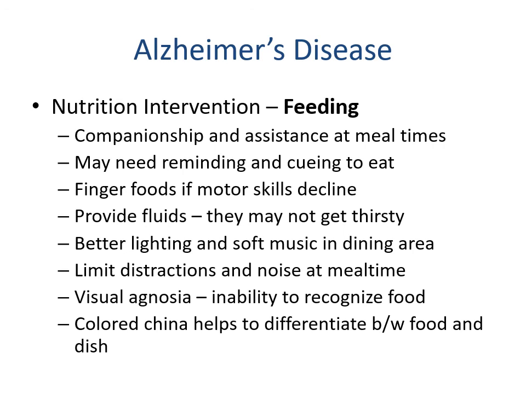And visual agnosia, so the inability to recognize food. So again, they can see, of course, that something's in front of them, but not the fact that it's actually food. And colored china can help differentiate between food and the actual dish. So for example, right, you put a white chicken breast that's just baked chicken on a white plate, it can be very difficult to see. But if we use like a red plate with a white chicken breast, all of a sudden it's much easier for the patient to distinguish, right, that they still have food on their plate.